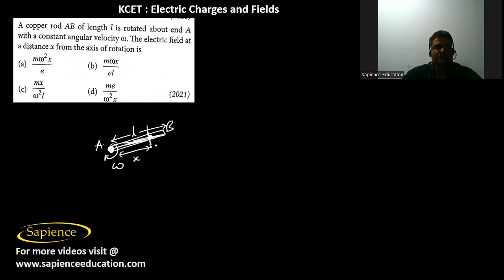So here we can assume one electron. Some positive charge will be formed at one end, and since an excess of electrons will be there at the end B, some negative charge will be formed. So an electric field will be formed away from the center. Then the electric field at a distance x, this we have to find.